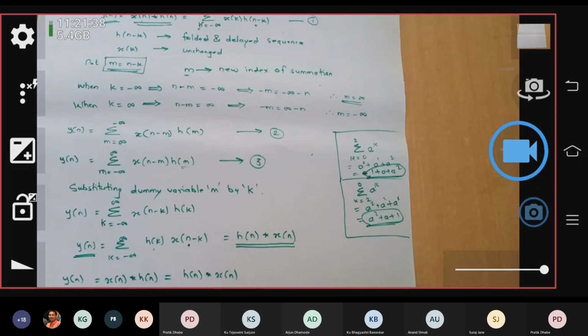I hope you have got this proof. Did you understand this proof of linear convolution being commutative, everyone? Yes, did you understand this? Tell me. Yes. Okay.